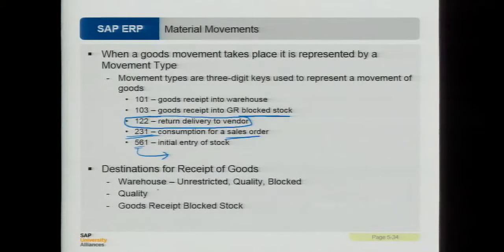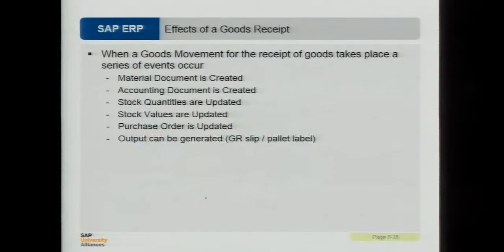And destination for the receipt of goods can be warehouse, it can be quality control. It means the goods are in the quality inspection, they will go to warehouse eventually. So we are not going to discuss the details of these because this is deep inside concepts in the materials management module. So the effects of the GR are materials document is created. So a document is created in the materials management. It has a specific document number.